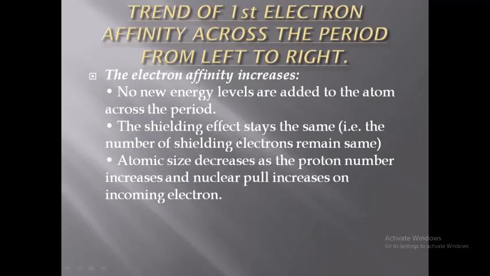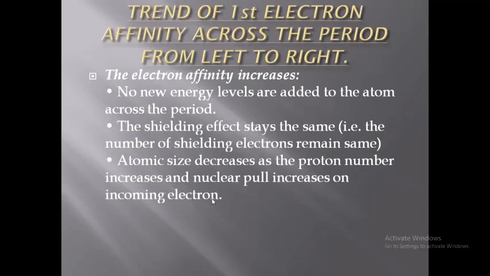Secondly, the shielding effect stays the same. The number of shielding electrons remains the same, meaning there is no change in the shielding effect from left to right in the periodic table. Atomic size decreases as the proton number increases and nuclear pull increases on the incoming electron. Across the period, no energy levels are increasing and the shielding effect remains the same.